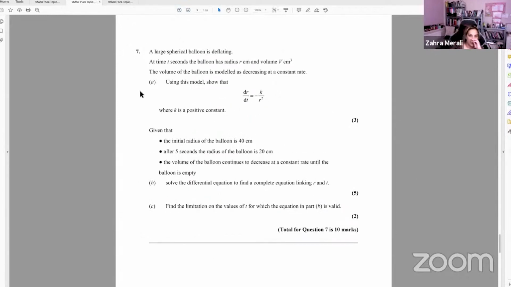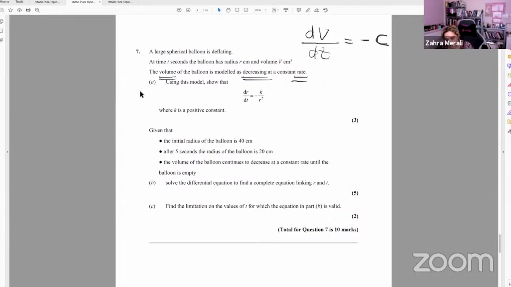Okay. A large spherical balloon is deflating. At time t, the volume of the balloon is modelled as decreasing at a constant rate. So decreasing, we're going to have a negative somewhere. Rate, remember that just means d/dt. What's decreasing? The volume. So dV/dt is equal to minus some constant. I'm not purposely using k in case it joins up and becomes anything.